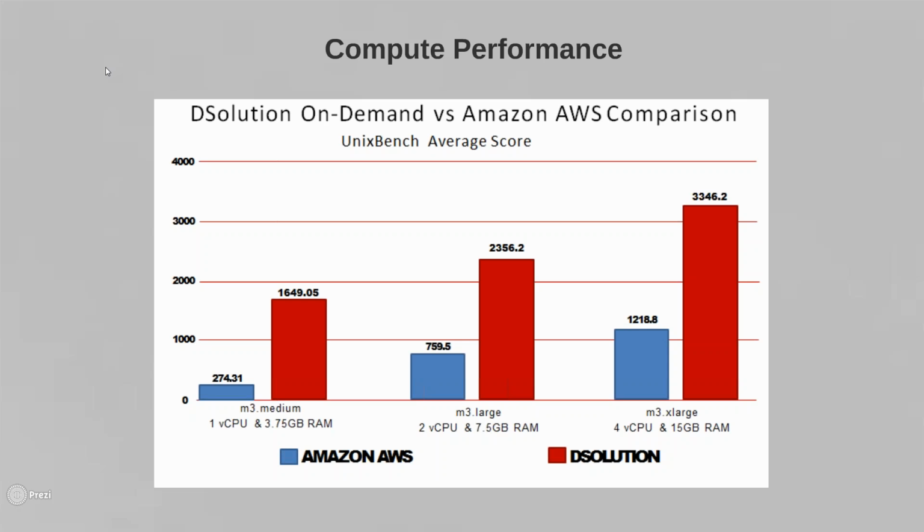You can see, running the Unix bench on an average score, that the DSolution On-Demand instances are much faster. The reason being is that we dedicate the resources and we use newer hardware, and the optimization of the cloud platform as well as the isolation of the VMs themselves translate into much higher performance.